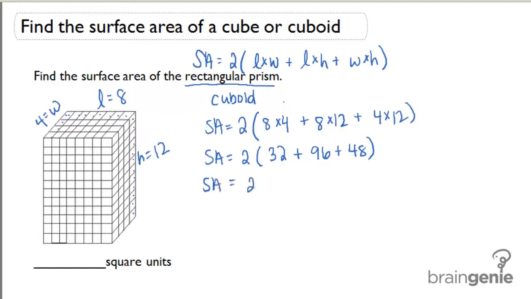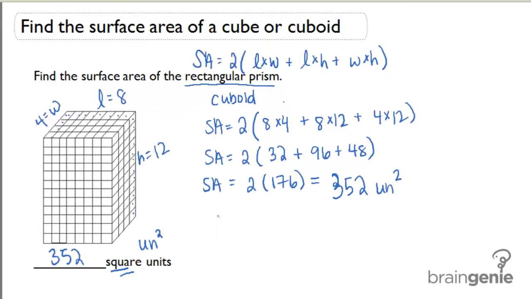So the surface area equals 2 times 176. If I do that multiplication, I get 352 square units. I can also write that as units squared.